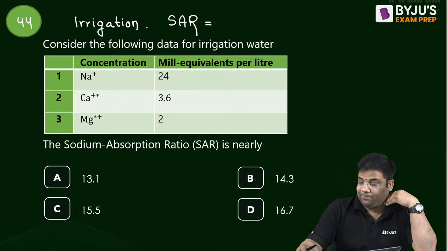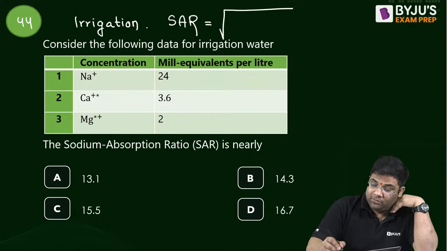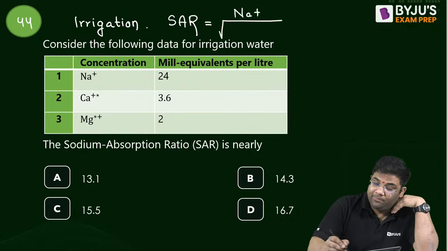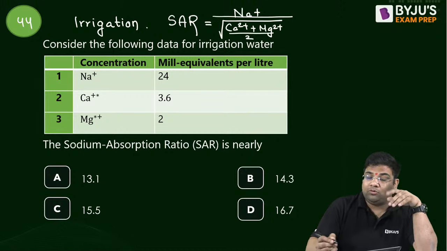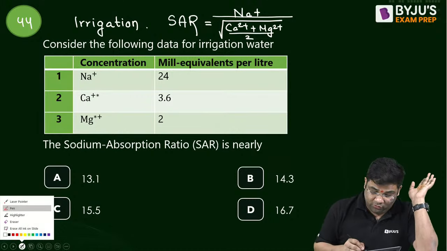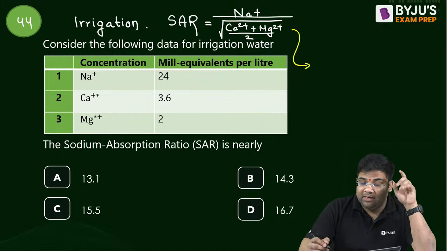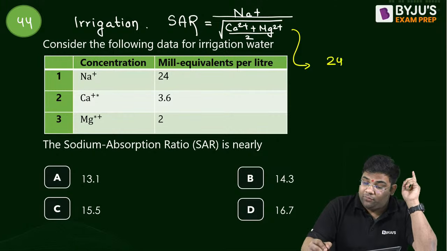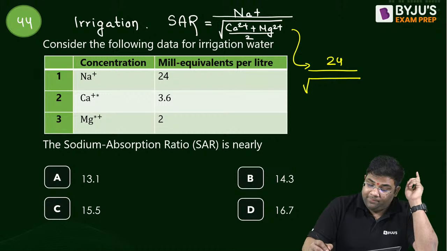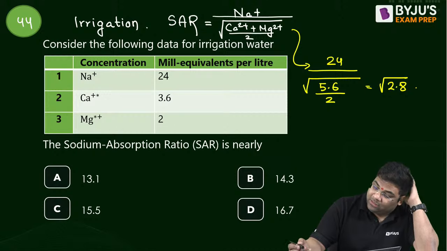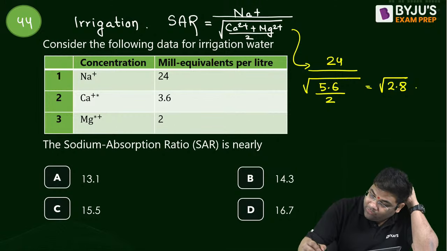44 B. Okay, the formula is what? Sodium concentration divided by the square root of calcium concentration plus magnesium concentration divided by 2. Now sodium, don't take a square root. The numerator doesn't have a square root. So it is 24 divided by root under 5.6 divided by 2. That is equal to root 2.8. So 24 divided by root 2.8.